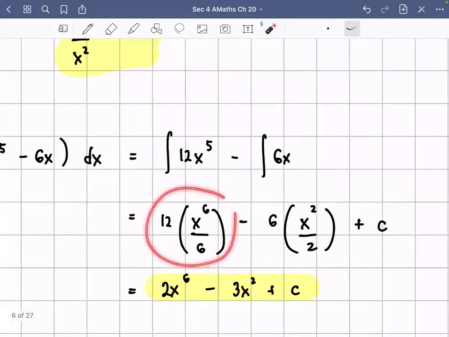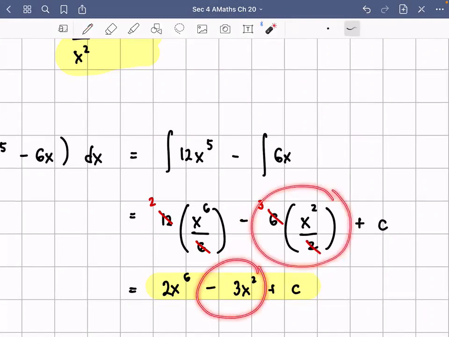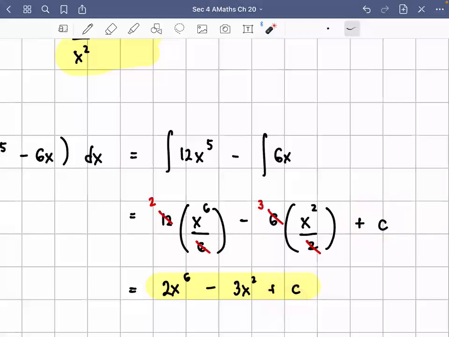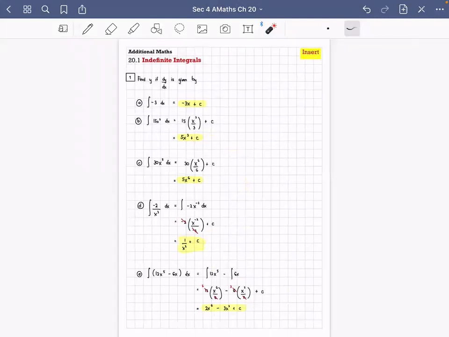Okay, so simplifying this, 12 and 6 are divisible, so that's 2. So therefore you have 2x raised to 6 here. And then, how about this one? So 6 and 2 are also divisible, it's 3. So your answer here is negative 3x squared and then plus c. So this is your final answer for letter E. Okay. So do you have any question with this set of examples?